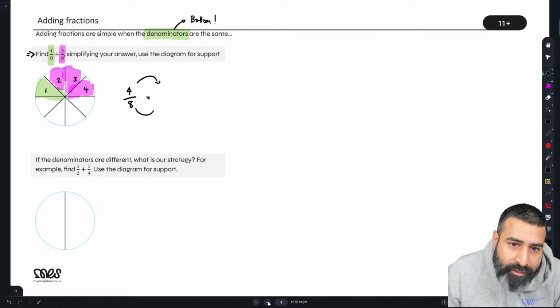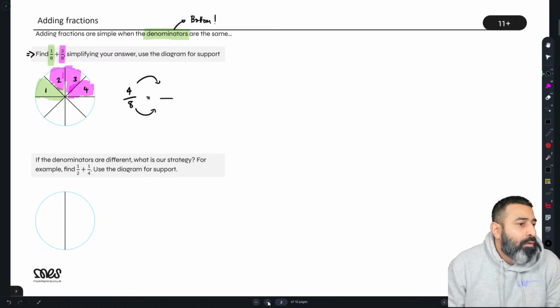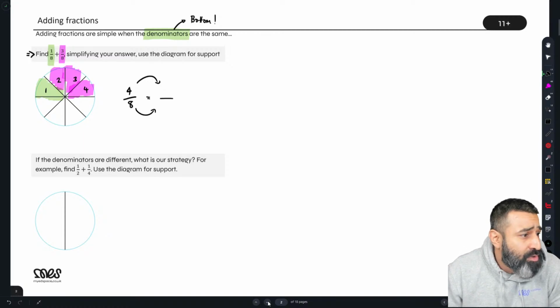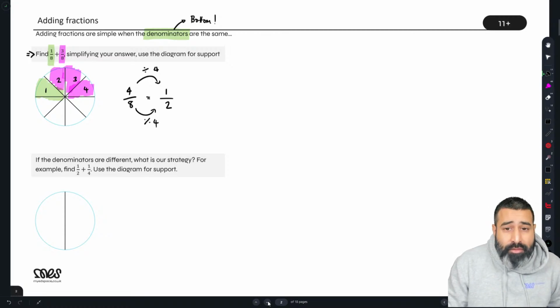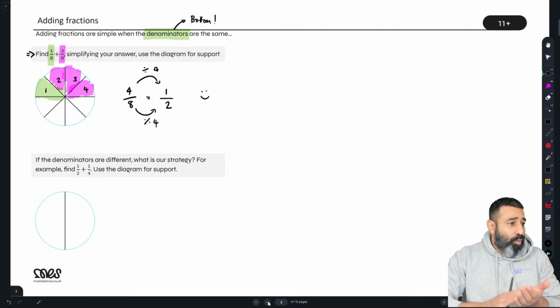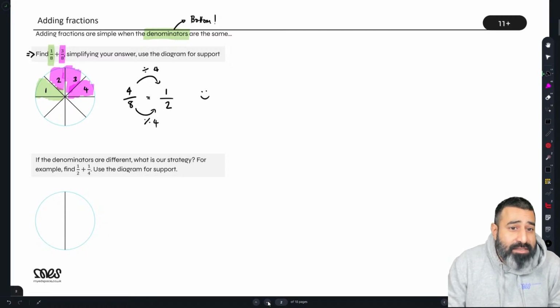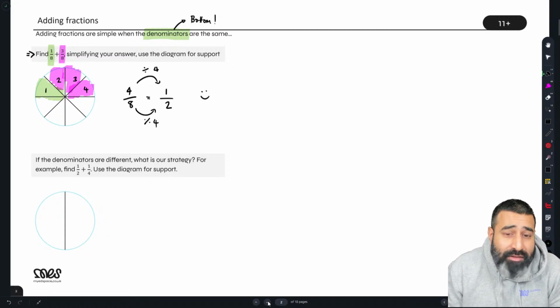What can I do to the top and the bottom numbers? What can I divide them by? What number goes into those? I can divide the top by 4 and the bottom by 4 to give me what? So 4 goes into 4 once, 4 goes into 8 twice, 1/2. Happy days, well done. It says to simplify, so we express it in its simplest terms, okay?